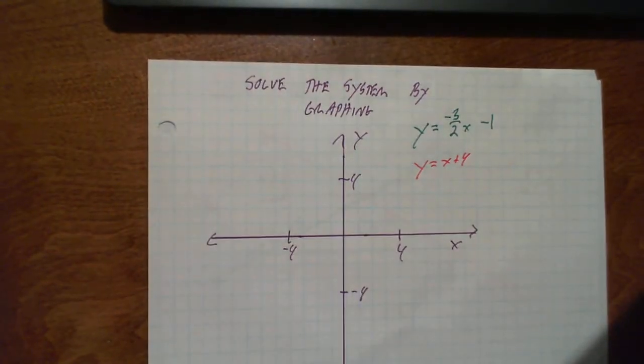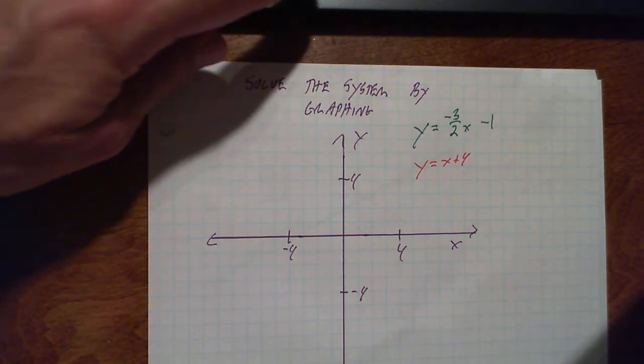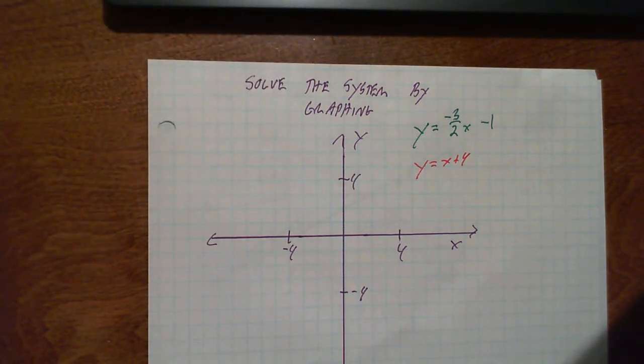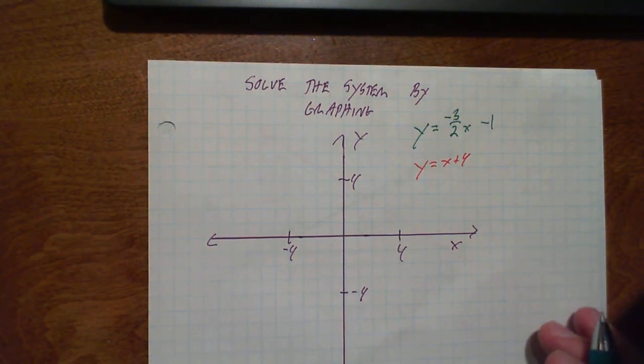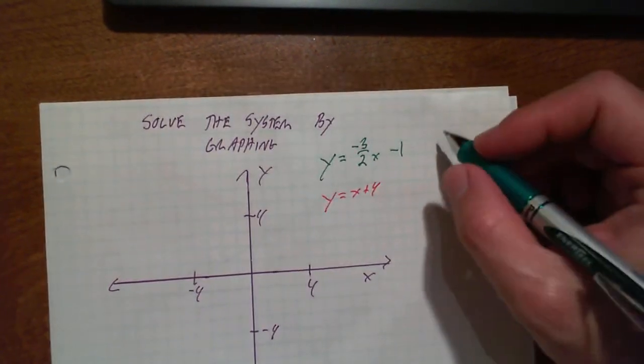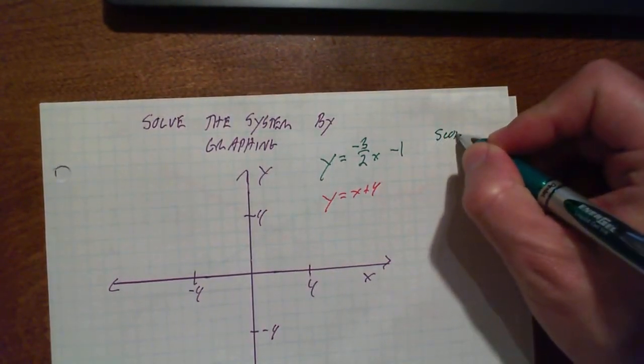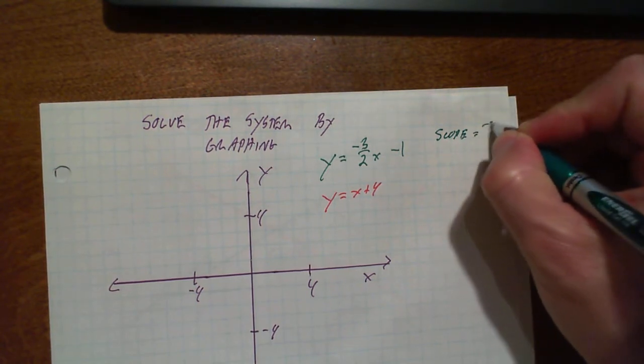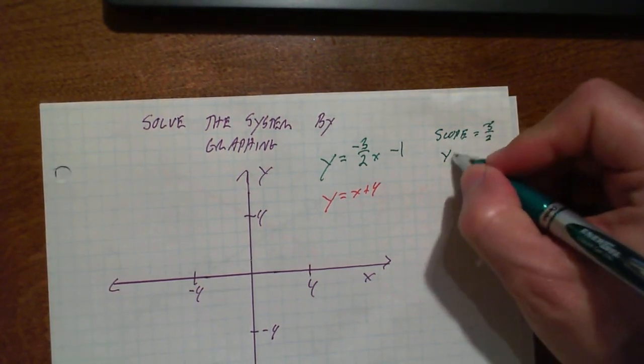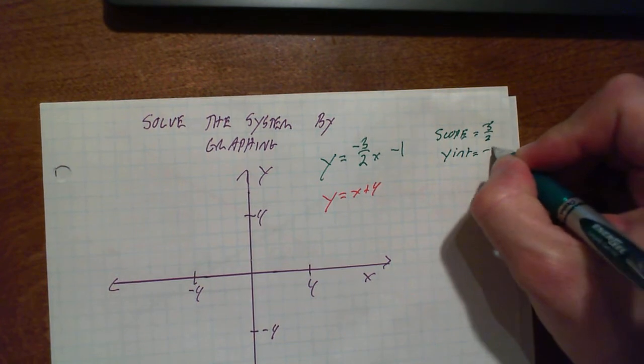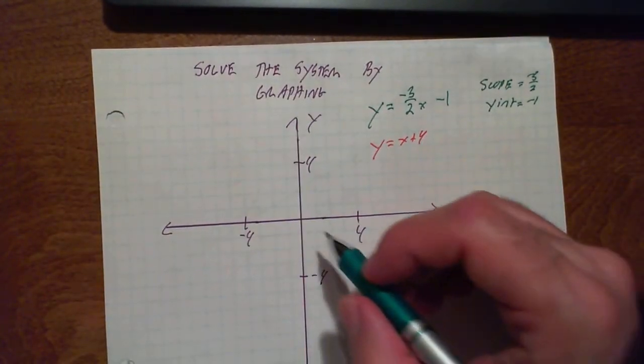Okay, next one. Solve the system by graphing. Okay, go ahead and pause and see if you can solve that. Now, after you pause it, here we go. I'm just going to go a little bit quicker here. y equals negative 3 halves x minus 1. My slope is negative 3 over 2. My y-intercept is negative 1.